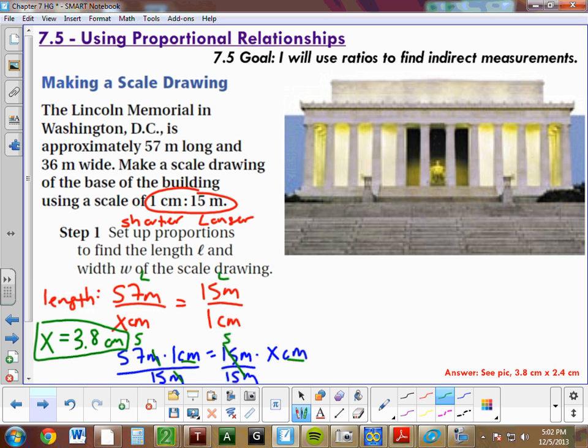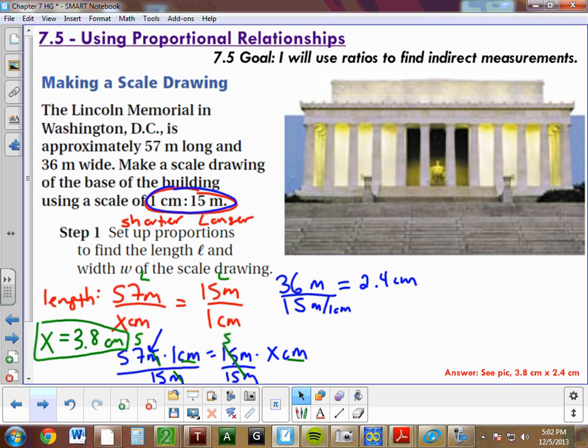So you'll notice that I essentially took this larger number and divided it by the scale because it was just 1 to 15. So I'm just going to do that for the second one. I don't need to set up this whole big proportion if I notice that I should be able to take 36 meters and just divide it by 15 meters, which is in 1 centimeter, and just get the other answer of 2.4. There's nothing wrong with doing it that way. So if you've been doing it that way, that's fine. So it looks like that 3.8 by 2.4 is correct.